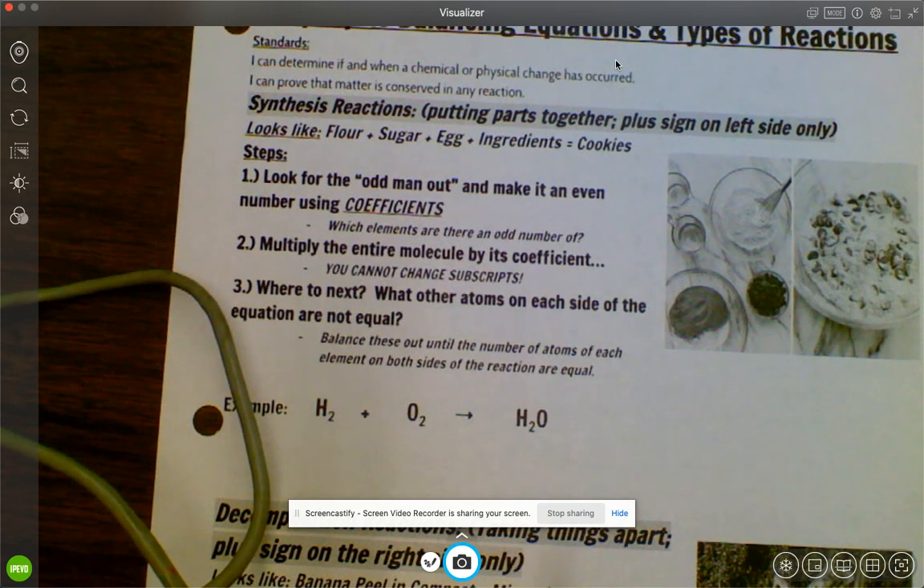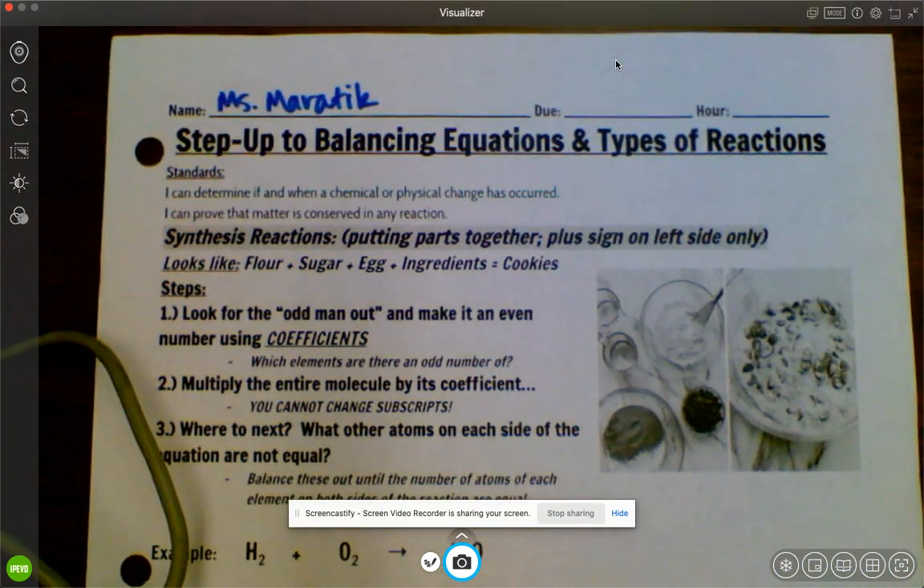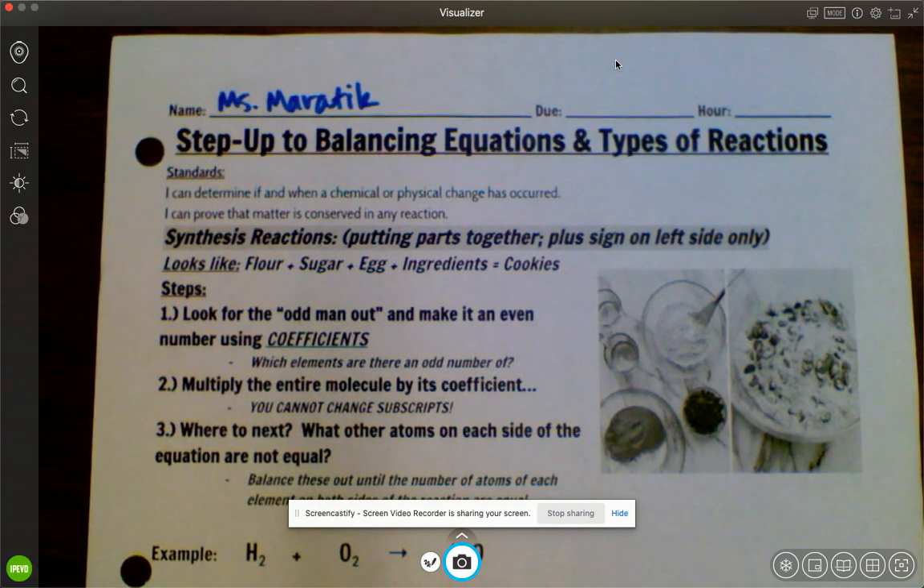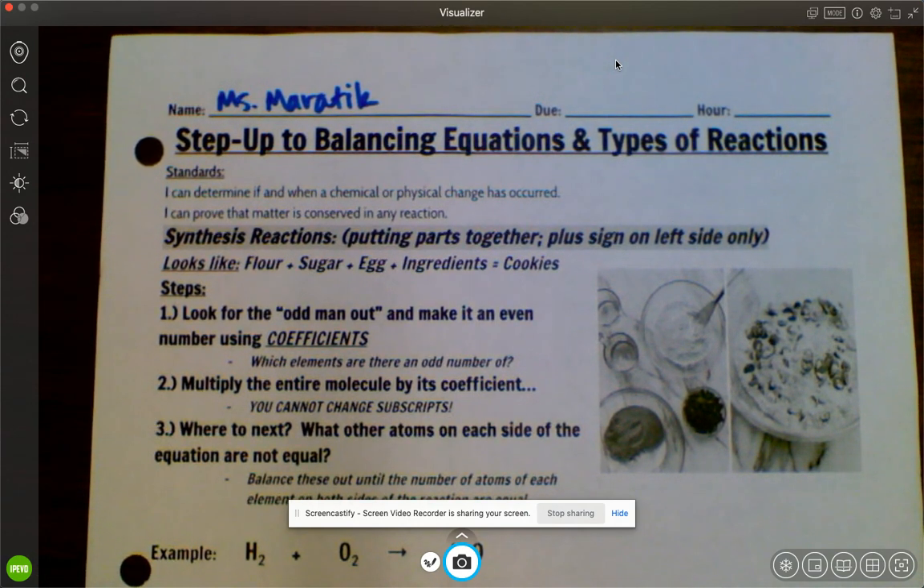Hello, everybody. Today we are going to be learning about stepping up to balancing equations and types of reactions. This is our very first time we're looking at balancing equations, so like it says, we're stepping up to it. Okay, I'm sure a few of you rolled your eyes already, which is perfect. Let's get going for today.